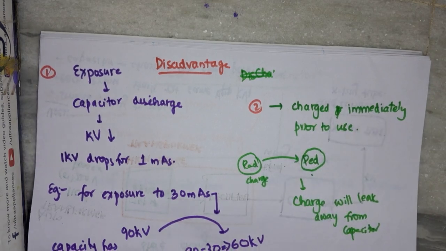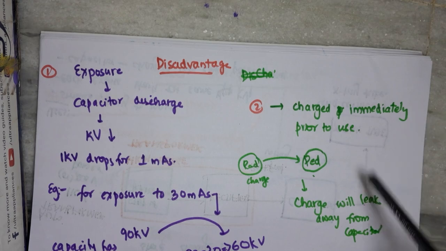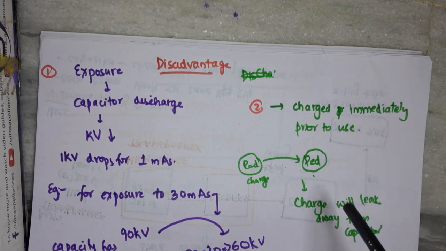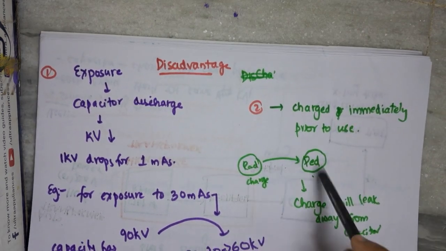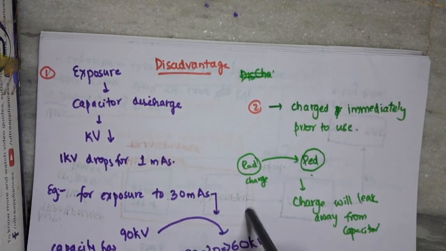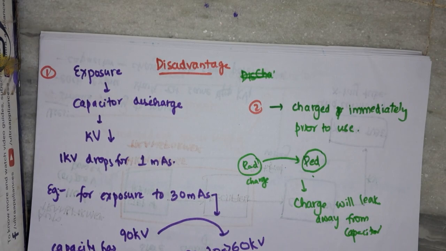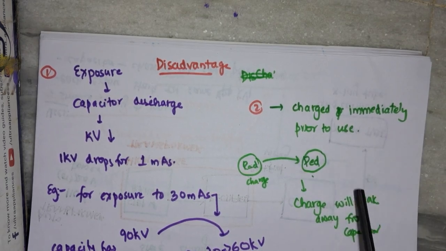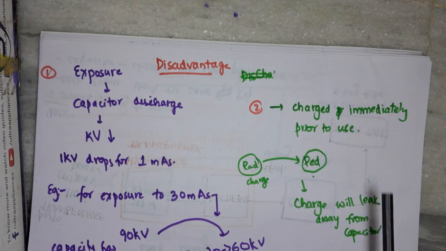If you charge it in your X-ray department, and you have to take it to some other place to use this capacitor discharge generator, during that time the charge will leak from the capacitor. For example, if you have to go from the radiology department to the pediatric department, by the time the capacitor travels, the charge will leak away, and we cannot use it. So the important thing is that the capacitor should be recharged immediately, and once recharged, we have to use it immediately.